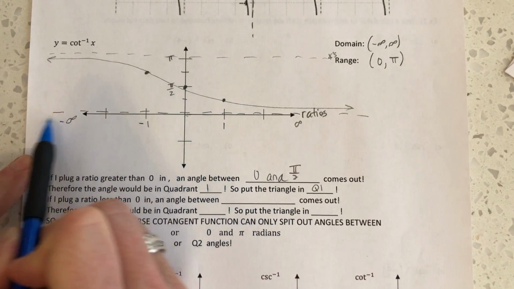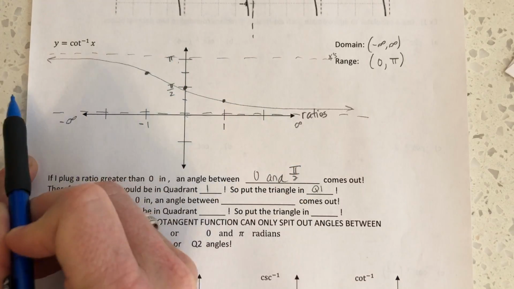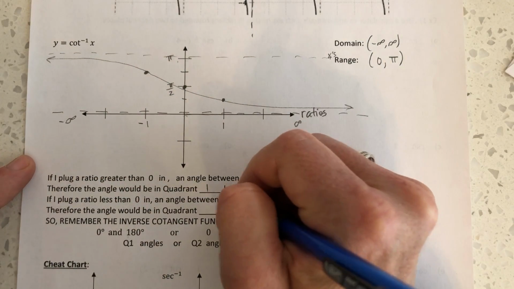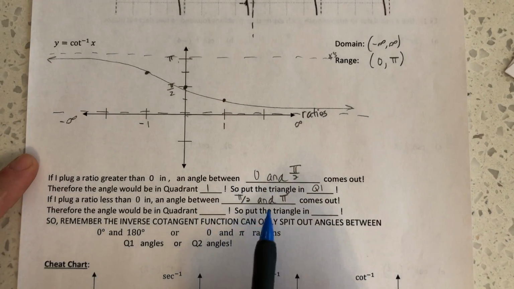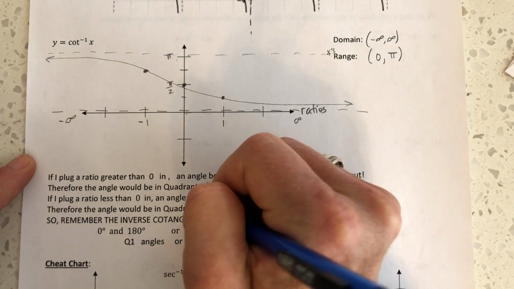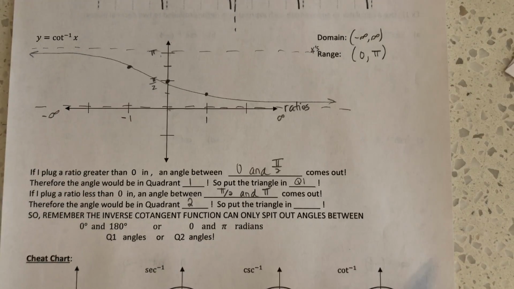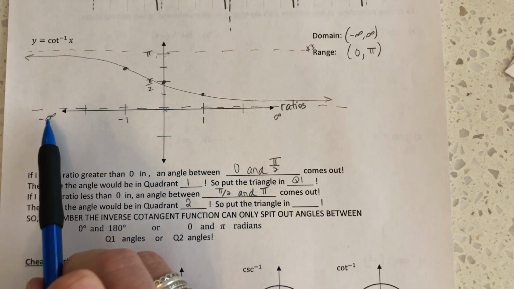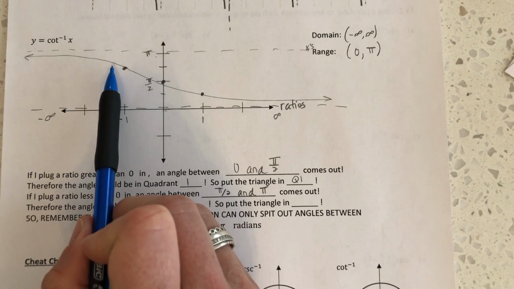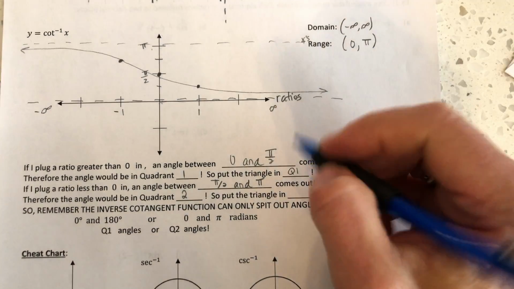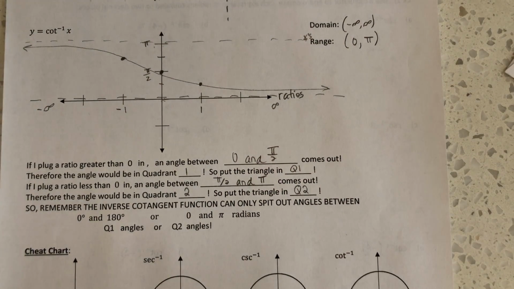Okay? His graph is also showing us that if I plug a ratio less than 0 in, then an angle between pi over 2 and pi comes out of that function. So that's going to be an angle that is found in quadrant 2, right? Because quadrant 1 and quadrant 2 are the angles that survive the cut of his graph. So if you take the inverse cotangent of a ratio less than 0, you're going to get an angle that's in quadrant 2. And that's where you should put that angle or that triangle if you need to draw a picture of it. Okay? All right, so that's how the inverse cotangent works.